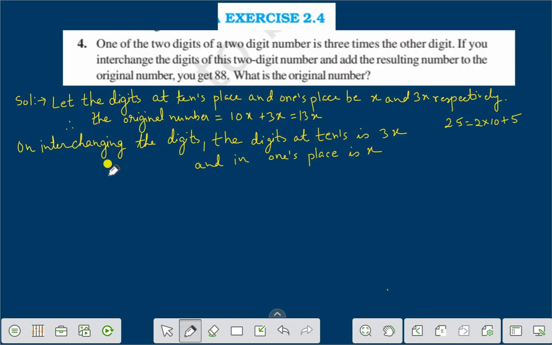Therefore, after interchanging, the new number is equal to 10 into 3x plus x, 3 into 10, that is 30x, plus x, that is equal to 31x.